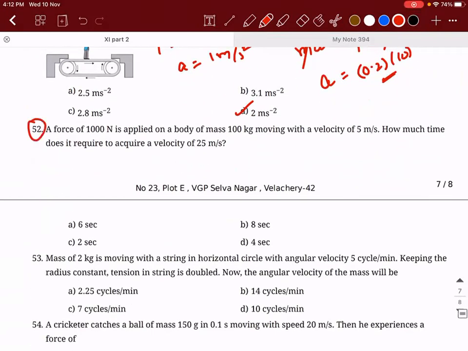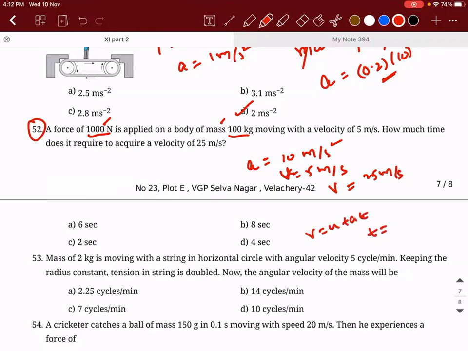52nd. A force of 1000 Newton is applied on an object of 100 kilogram moving with a velocity of 5 meters per second. How much time does it require to acquire a velocity of 25 meters per second? Force and mass give acceleration of 10 meters per second square. u is equal to 5 meters per second, v is equal to 25 meters per second. v is equal to u plus at, so t is equal to v minus u by a. That is 20 divided by a, which is 10. It will take 2 seconds.